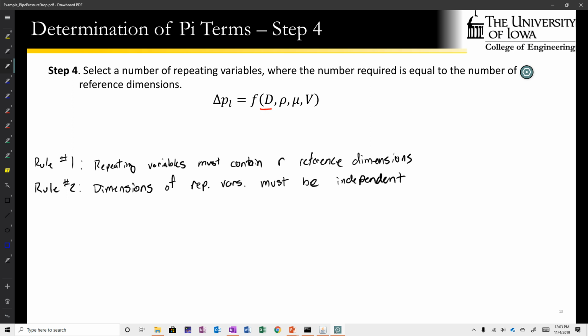So we have one that has length. The next simplest is probably velocity, right? Because now it's length per unit time. So now we've got length and time involved, and those two variables are described by length and time in such a way that they have independent combinations of those dimensions. Length only for diameter, length and time for velocity. So the next one has to involve mass. And then we'll have satisfied both rules for picking repeating variables.